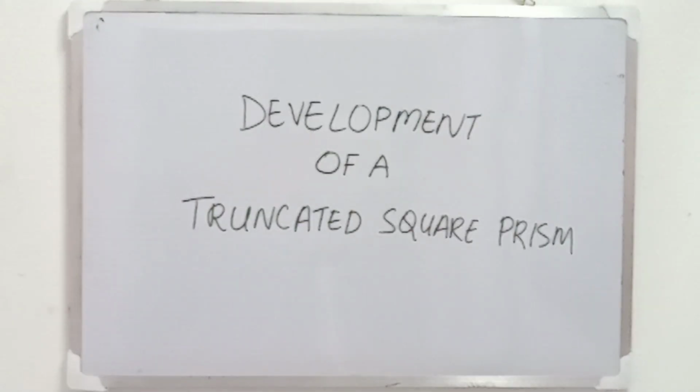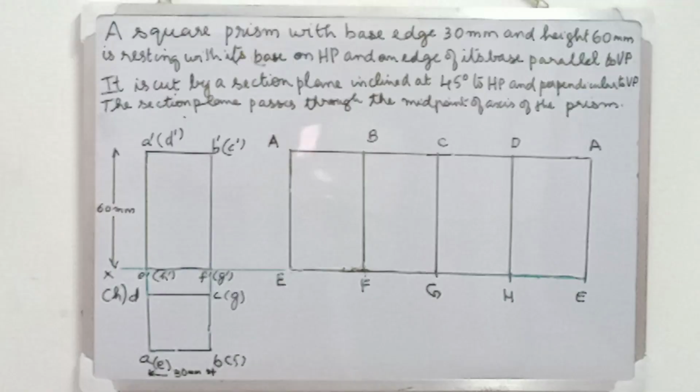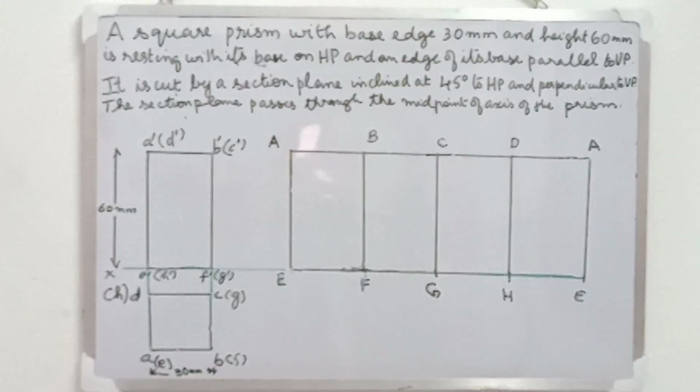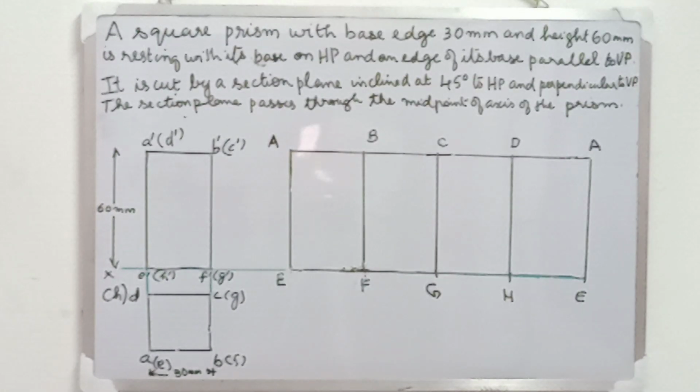Next, let us see a problem on development of a truncated square prism. In the previous video, we saw how to draw the development of a square prism. So here I am using the same square prism. I have added two lines to the question. I'll read out the last two lines.